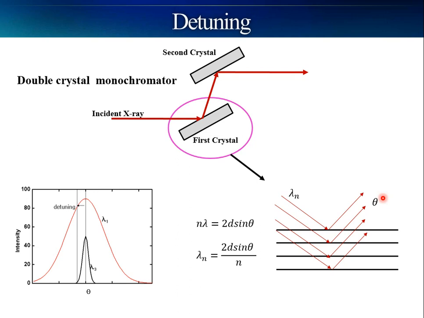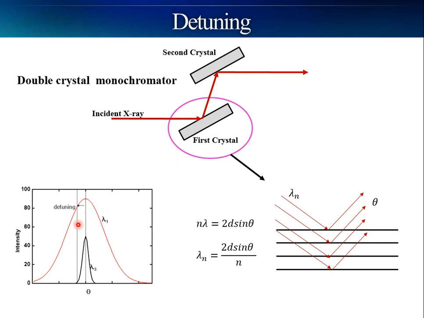I mean the X-ray with the maximum intensity. The X-ray with the maximum intensity has fundamental frequency and high order frequency, like this figure. This is an example, lambda 1. This is a high order frequency. To get the monochromatic wave, we have to avoid the maximum intensity.